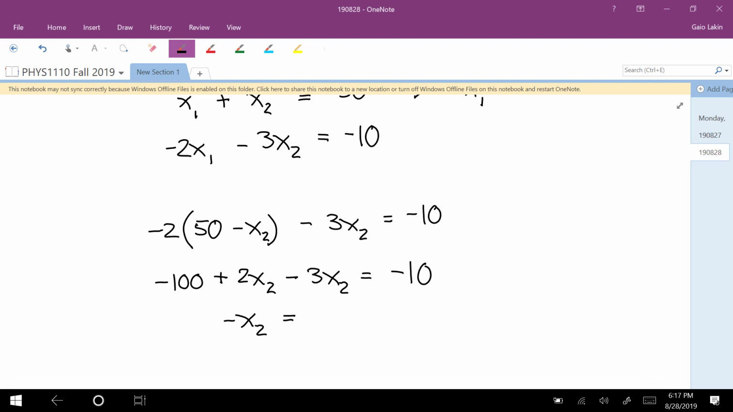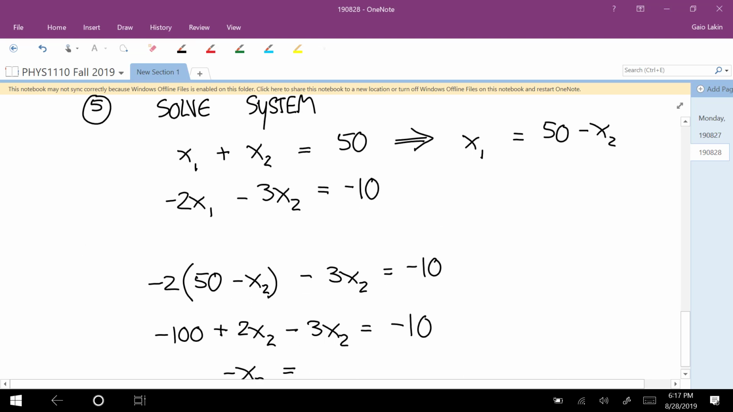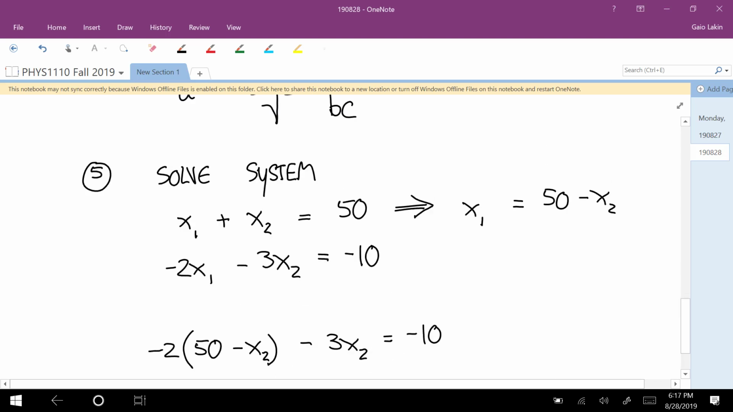And so this is equal to 90. What did I do wrong here? I don't remember that answer. What did I do wrong? Oh, on the... this is the system I gave you, right? Or not?